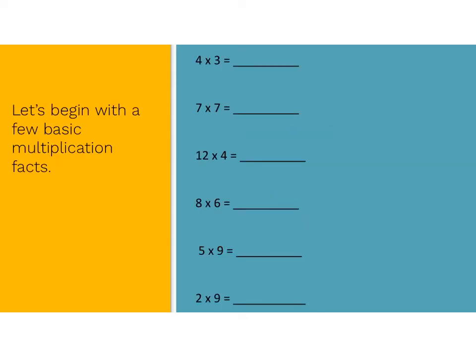Let's begin with a few basic multiplication facts. 4 times 3 equals 12. This is the same as adding 4 3 times. 4 plus 4 plus 4 equals 12.